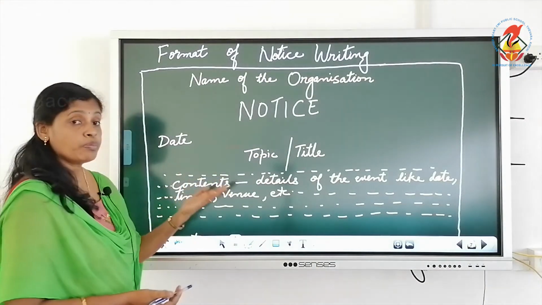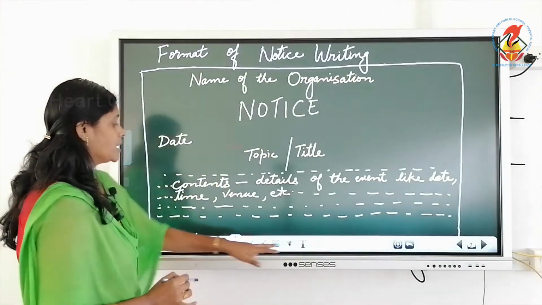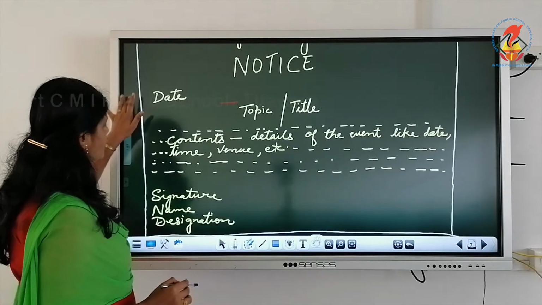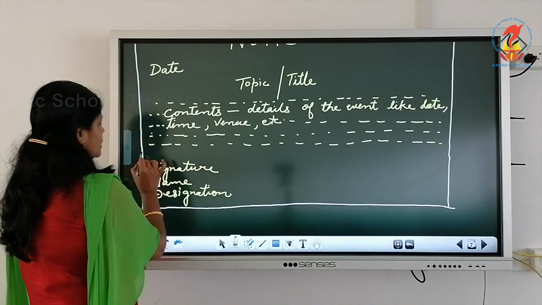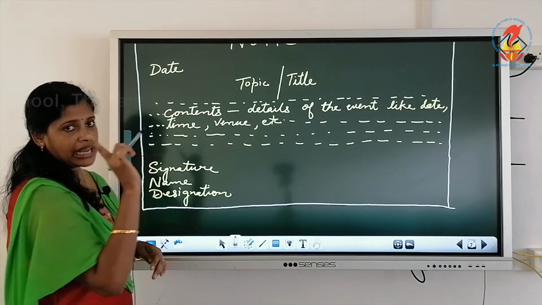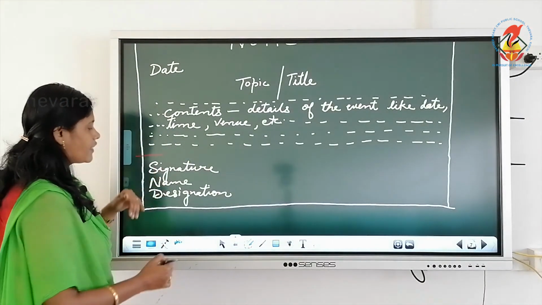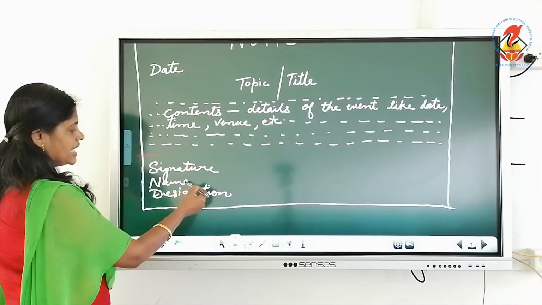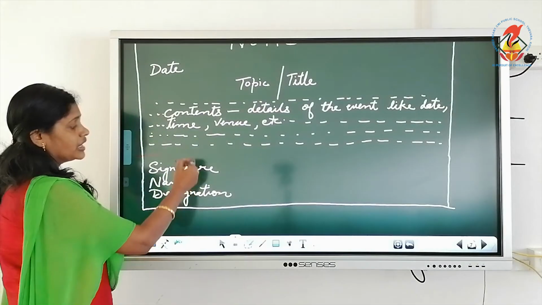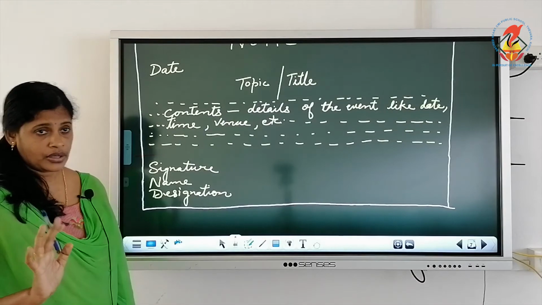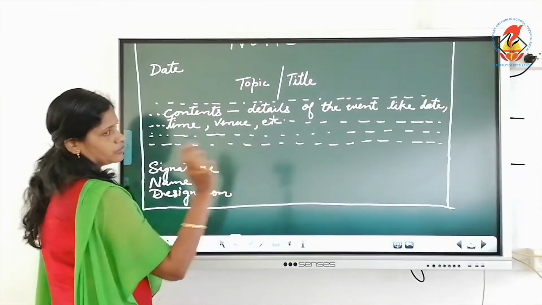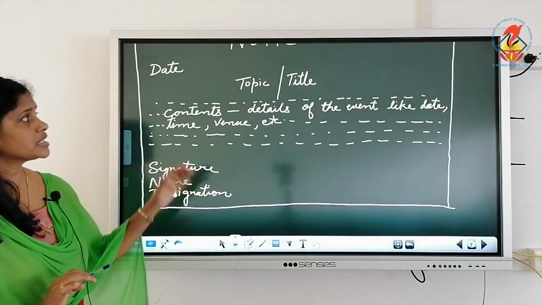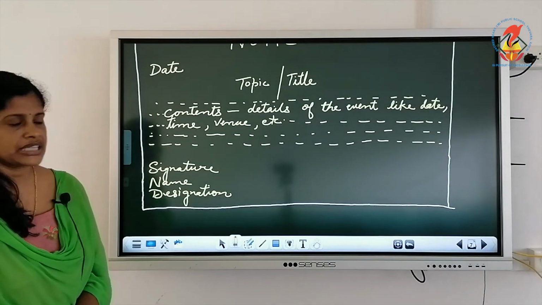After you write the date, you will again leave a line and write the topic or the title. After that, you may or may not leave a line. Then you will write the contents. Once you finish writing the contents, you have to leave a line here. One line should be left here. After that, you put the signature, name and designation. Here, you need not leave a line. Okay. When the notice is ended, you have to close the box. Is it clear? This is the format of the notice writing.